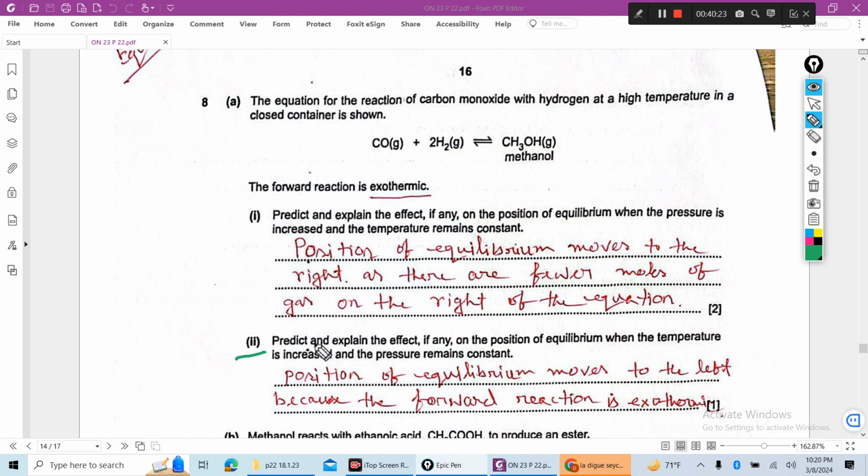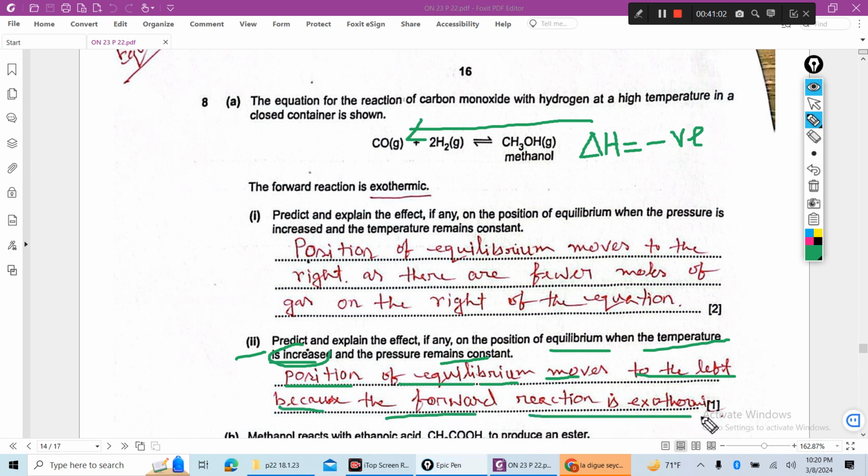Now predict and explain the effect, if any, on the position of equilibrium when the temperature is increased. Temperature is increased and pressure constant. This reaction is exothermic. Delta H is negative. So as temperature is increased, it will go to the endothermic direction, I mean right to left. Position of equilibrium moves to the left, because the forward reaction is exothermic reaction.